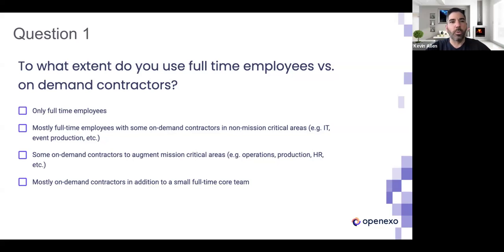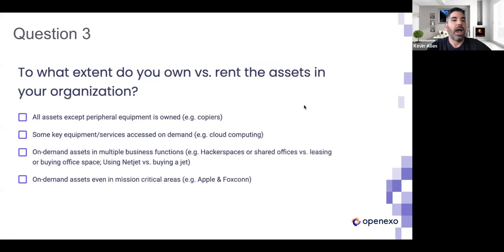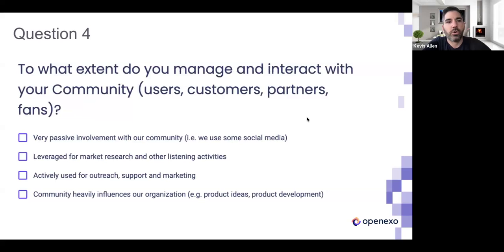So that's question 1. Question 2 then is asking to what extent you leverage external resources to perform your business functions. This is talking to the leveraged assets attribute. Question 3 also talks to leveraged assets. So to what extent do you own versus rent assets in your organization? And so this question would also talk to leveraged assets. We then go on to question 4, which is to what extent do you manage and interact with your community?